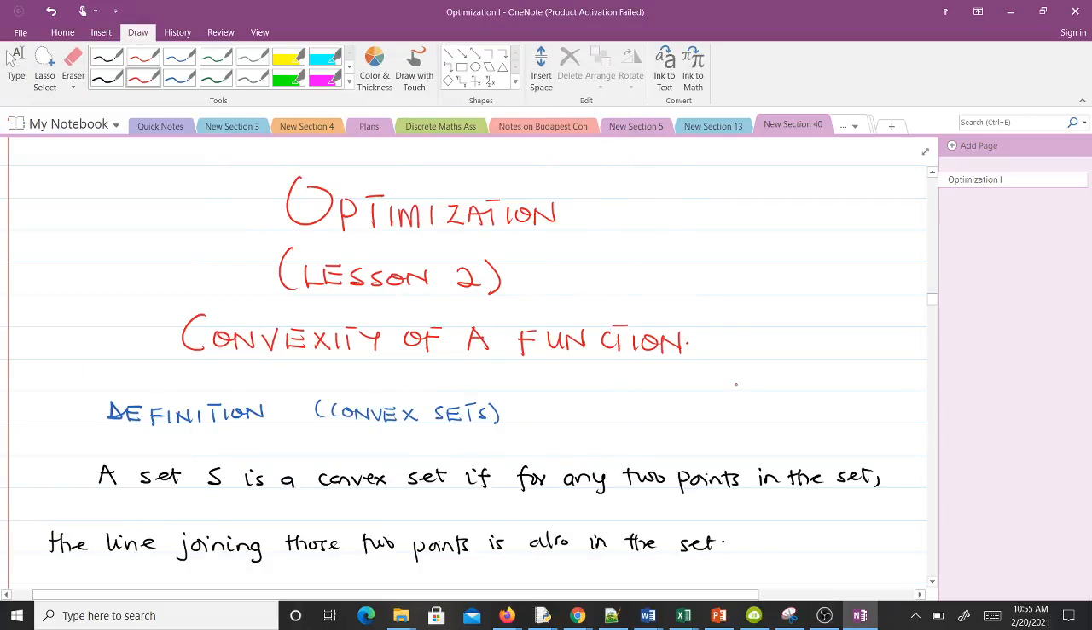So welcome to lesson 2 of our study of optimization 1. In lesson 2, we talk about the convexity of a function. How do we show that a function is convex, or what does it mean to say that a function is convex? And if not, how do we say that a function is concave? That's what we'll be focusing on.